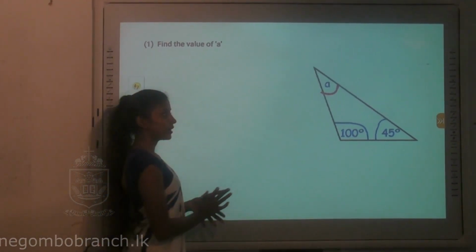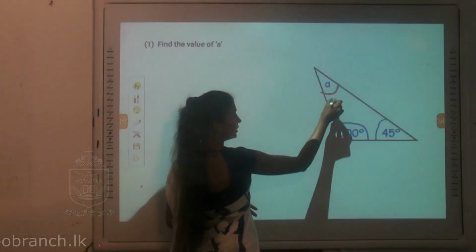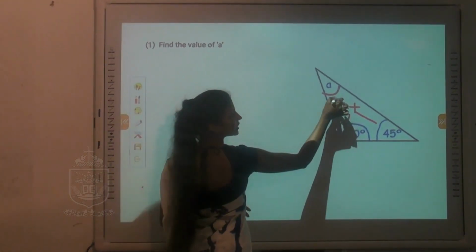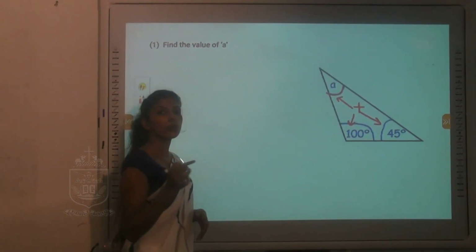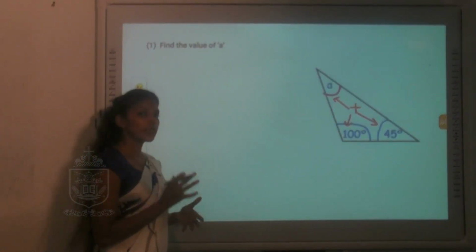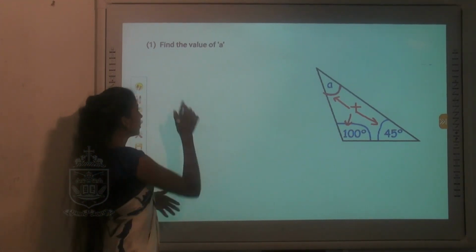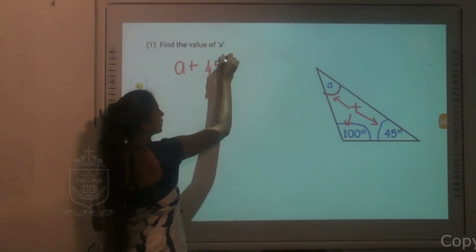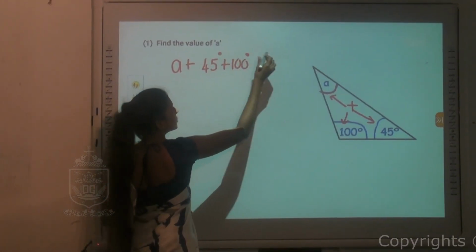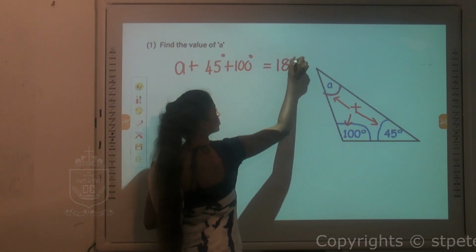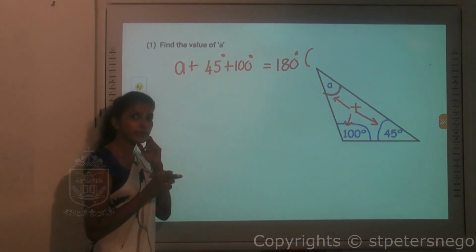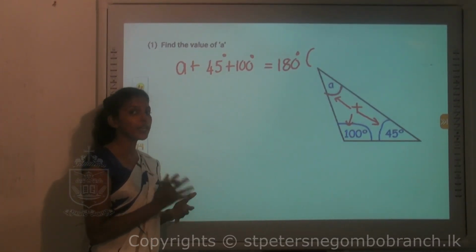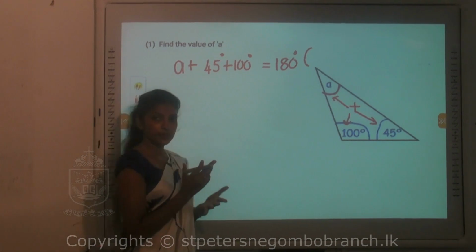Now we all know from the theory we learned earlier, once you add all three interior angles, the sum is always 180 degrees. So that's what we are going to write. Here we are going to add A plus 45 degrees plus 100 degrees equal to 180. Always write the reason inside the bracket at the first step. Why did you write 180 degrees? I am going to write it in a short form, so you all can also use that.